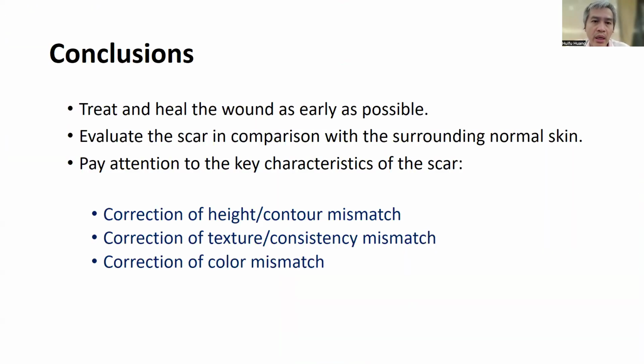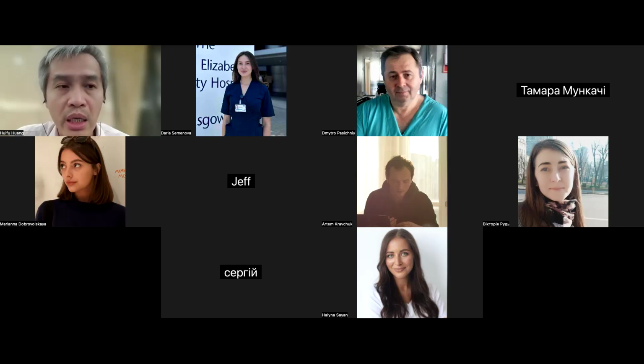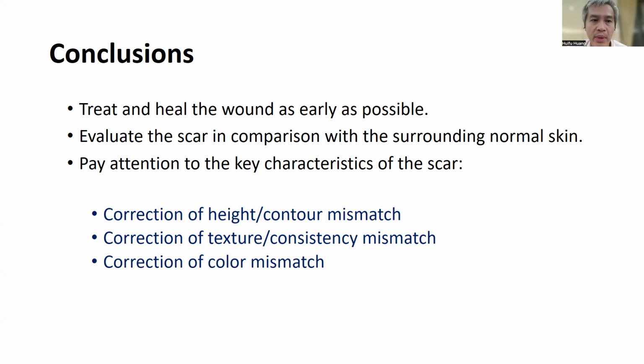The conclusion is that the most important thing to reduce scarring is to treat and heal the wound as early as possible. When we evaluate the scar, I usually compare it with the surrounding normal skin. Pay attention to the key characteristics of the scars. Please keep in mind to correct the height or contour mismatch first, then correct the texture mismatch, and finally correct the color mismatch, in this sequence. That's my presentation. Thank you.